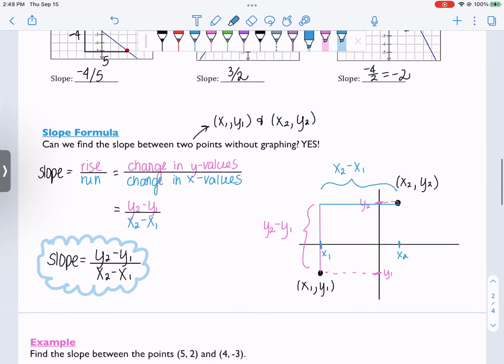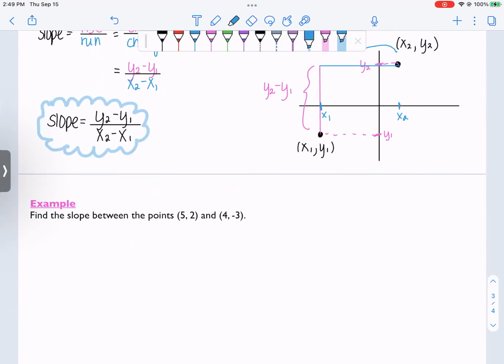Let's do a small example of that. We're given 2 points, 5, 2, and 4, -3, and we want to find the slope between these 2 points. I'm going to call this guy x1, so x1 will be 5. y1, which maybe I'll do in pink, y1 is 2. This will be my second set of points. x2 is 4. y2 is -3.